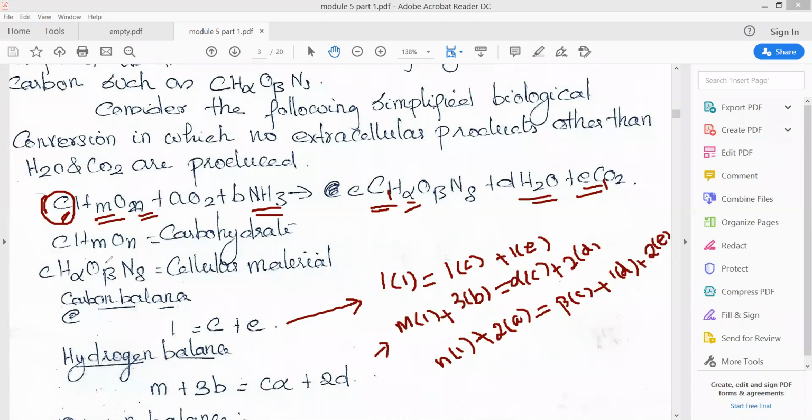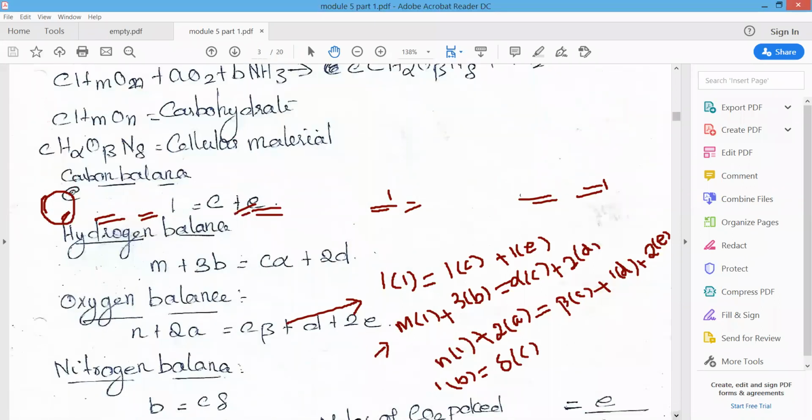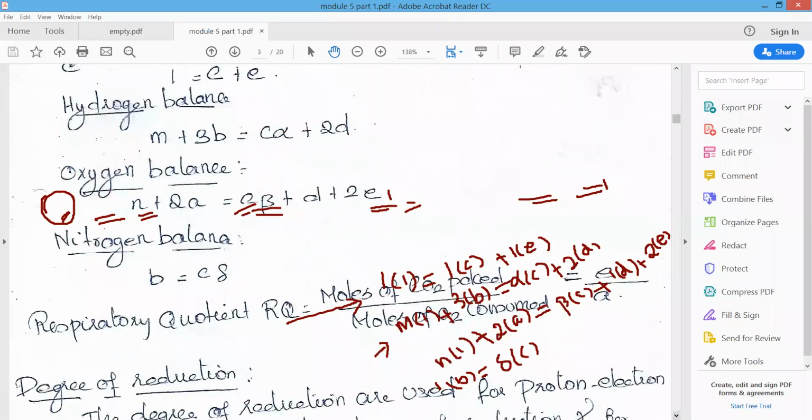And the nitrogen balance, how will you write this? Here you have nitrogen only in NH3, so 1 into b is equal to gamma into c. Nowhere else is nitrogen there, so this is called the elemental balance. An equation is given, and how we balance the equation is called the elemental balance. So here you can see the hydrogen balance, oxygen balance, nitrogen balance.